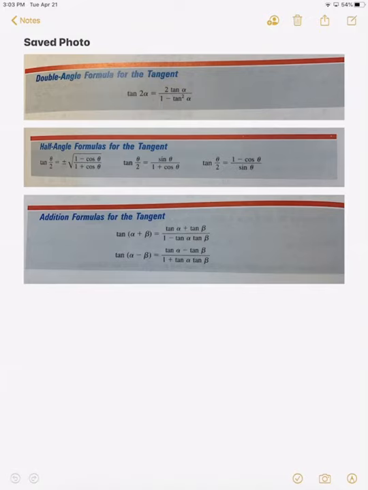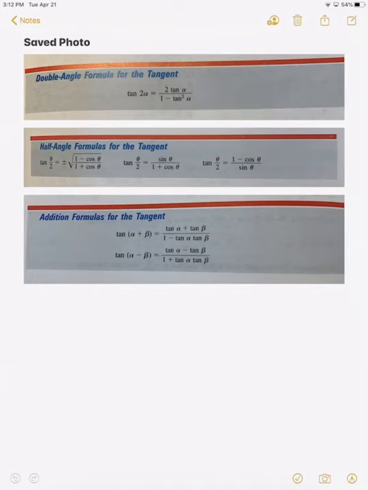Alrighty, double angle. Let's start at the bottom with the addition formula for the tangent. So here we go. We've got two angles, alpha and beta. If we add them together, the tangent of the sum of those two angles is, and you can see the formula there at the bottom. At the top is the double angle formula. This is just like finding the sine or cosine of 2 times an angle.